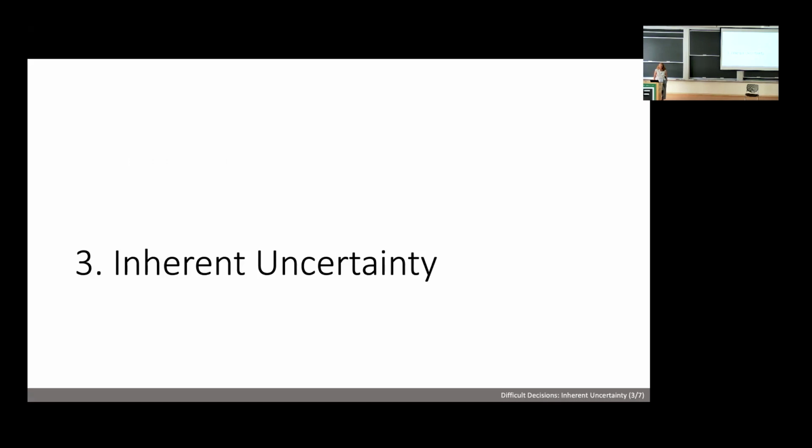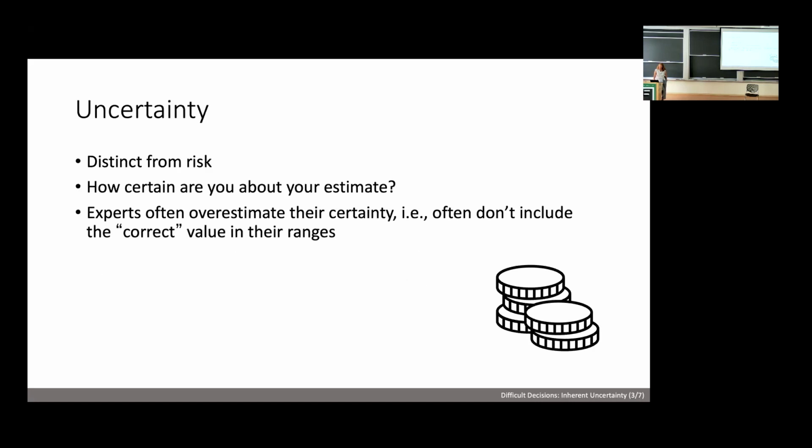The third reason why decisions might be difficult is uncertainty. Uncertainty is different from a risk. Does anyone want to think about or share with the group why uncertainty is different, or what's different between uncertainty and risk?